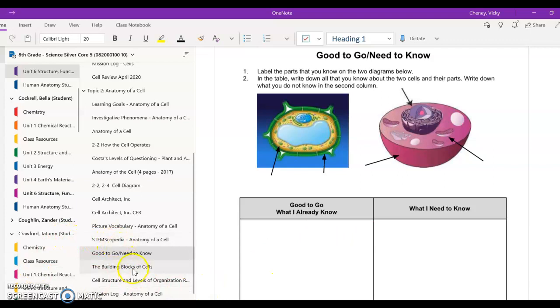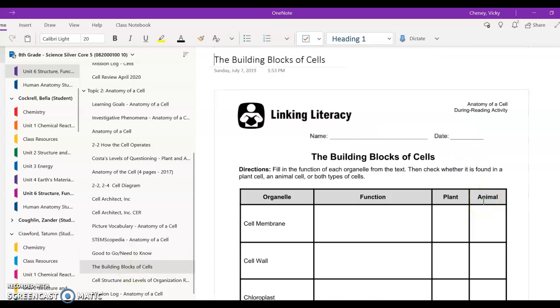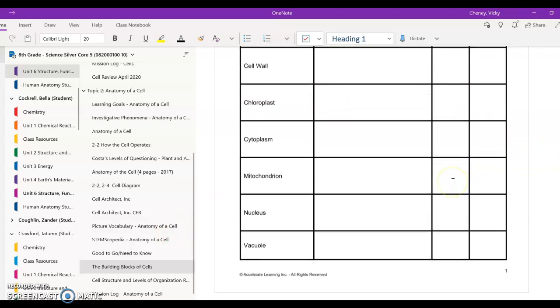Then I would like for you to click on the building blocks of the cells. This is an assignment that you can complete as you are reading the STEMScopedia. So as you read about each one of these organelles, fill out the function and whether or not that organelle can be found in a plant or an animal cell or possibly both cells. So if you look at this page here, you can see that you have a list of organelles.